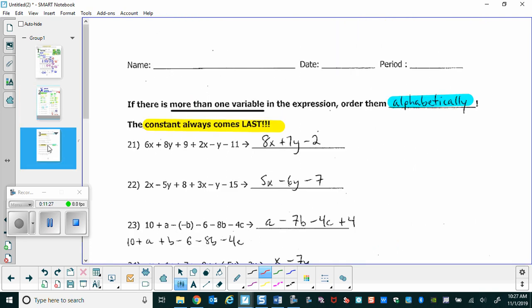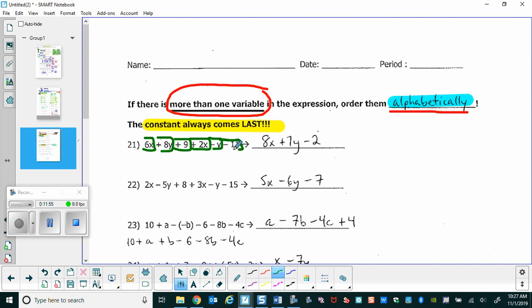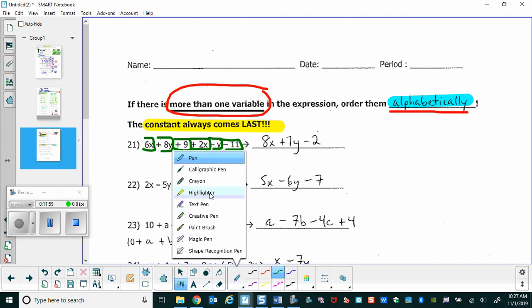And now on page 13, I do want to make sure that you guys are okay with if there is more than one variable in the expression, we're going to organize them alphabetically. So what I mean by that is, in number 21, we have x's, we have y's, and we have constants. Now first I want to point out that we have 1, 2, 3, 4, 5, 6 terms.